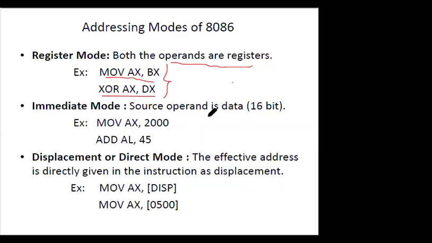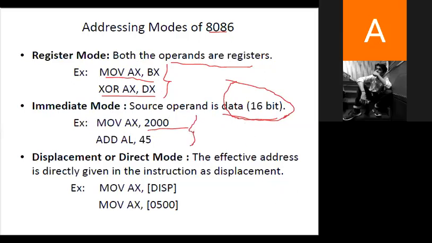If it is an immediate mode, the source operand is data. In this case, in the 8086 16-bit processor, the data will be 16-bit data. So if I represent that data in hex, it will be a 4-digit representation. And these are the examples of immediate mode of addressing.